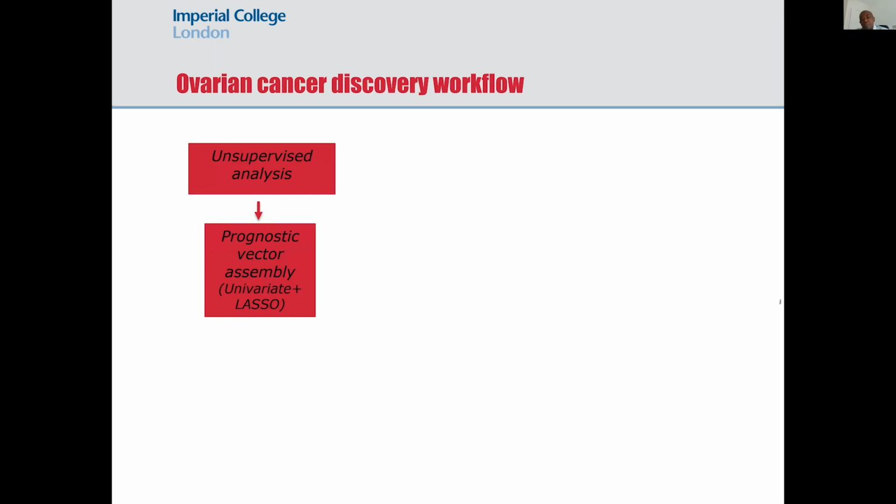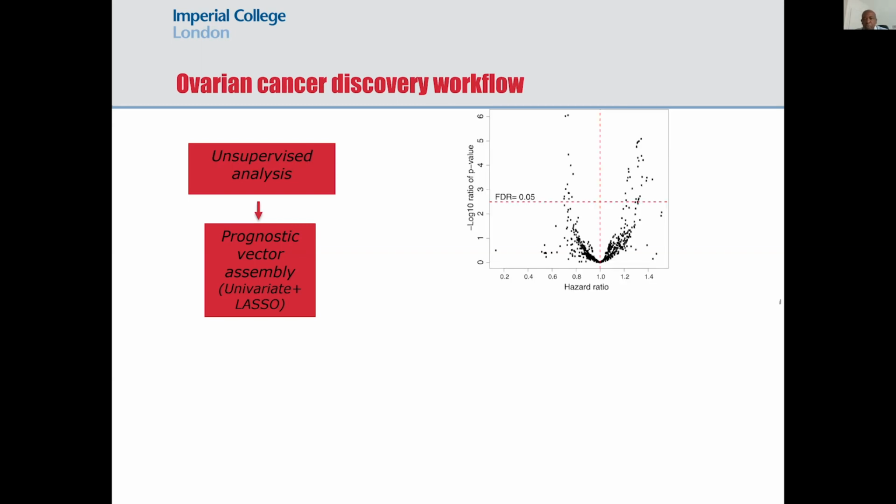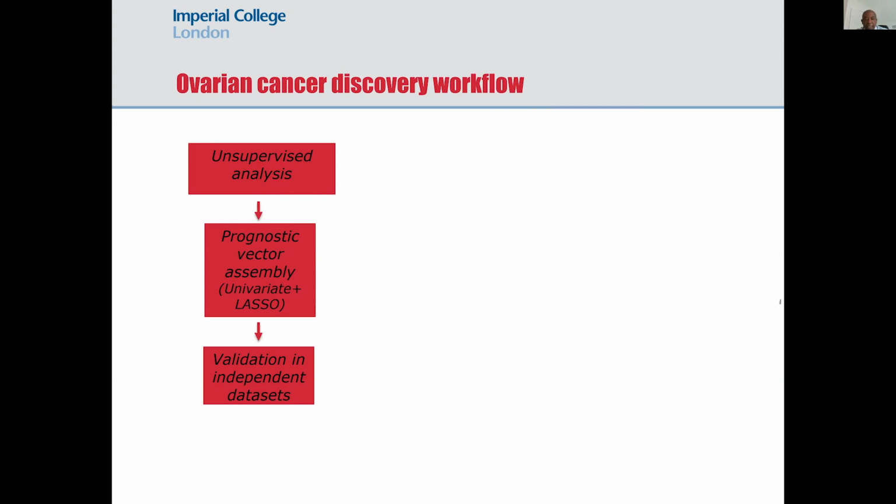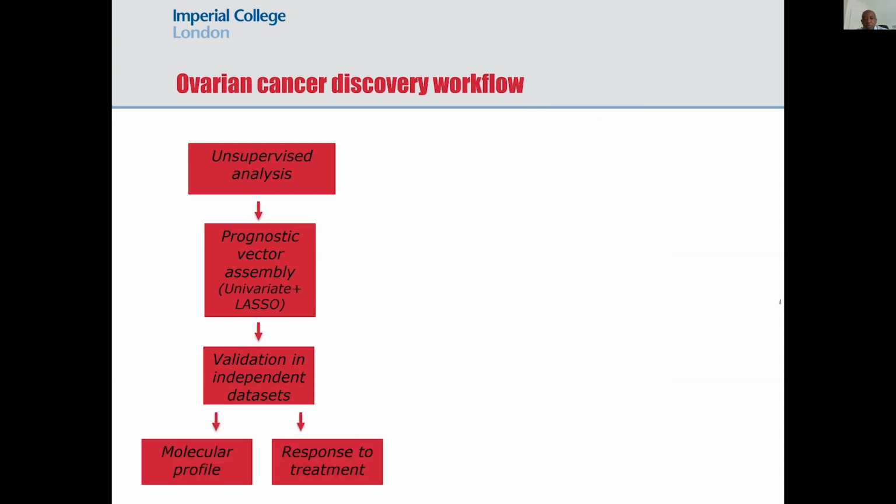And then we decided to build a model. And so then we used lasso, and again, one could use various approaches. Our approach was predicated on a cutoff value with a false discovery rate of 0.05, and then to apply lasso to that. Lasso allows you to minimize and select the optimal set of features, and then independently validate that and compare that to molecular profiles and response to treatment.